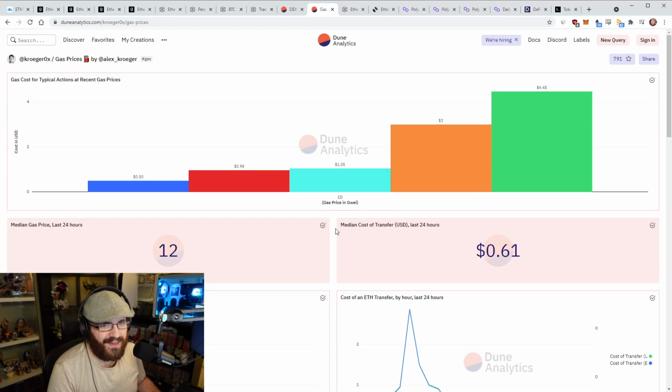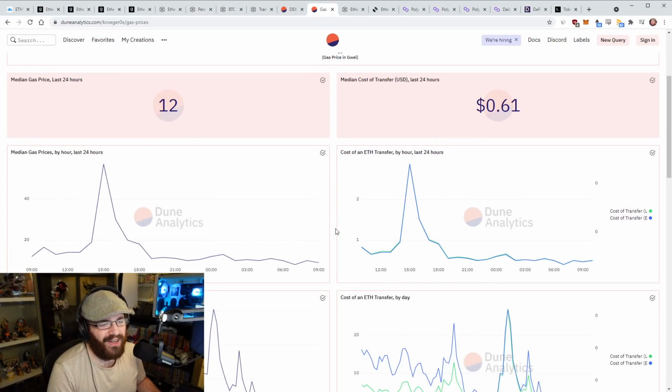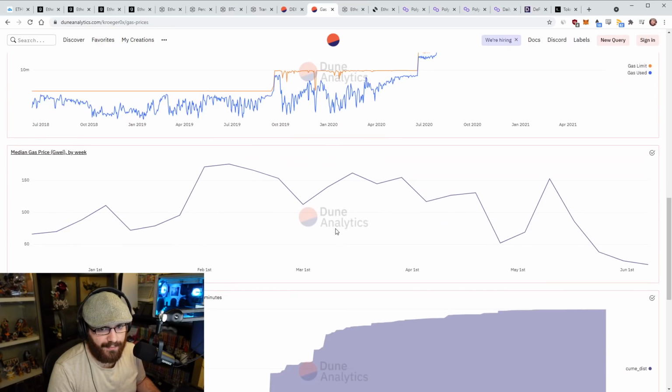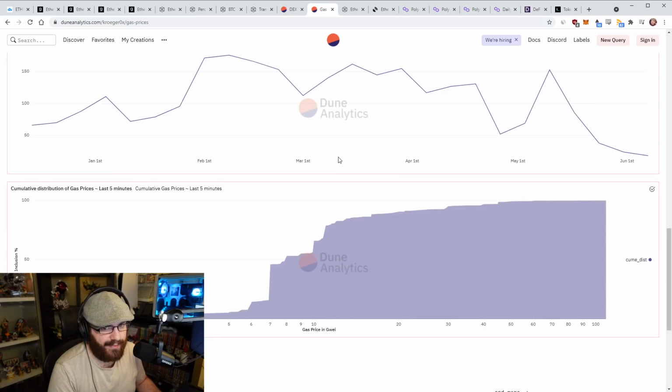So I'd be remiss if I didn't talk about gas prices and what they were like during May and what they're like now. You can see this gas dashboard here, and the median gas price over the various weeks, and how it's come down considerably.